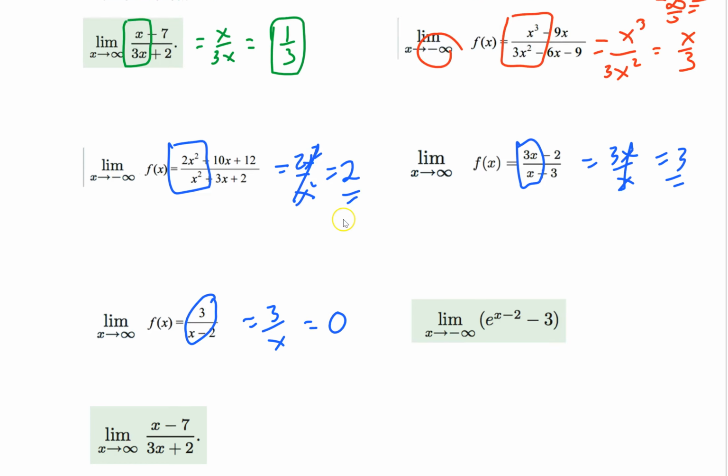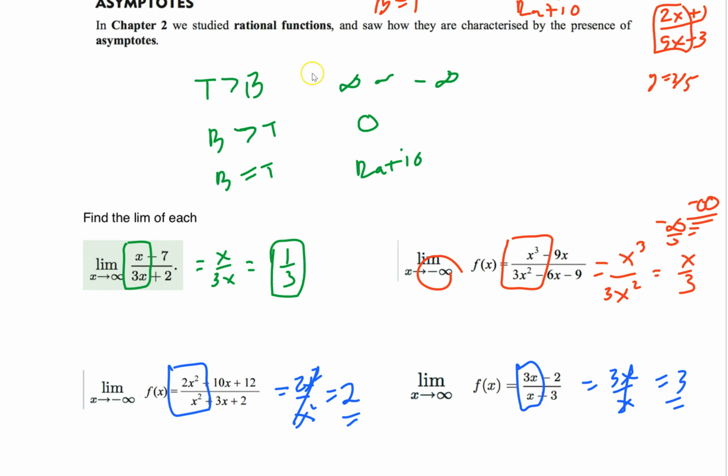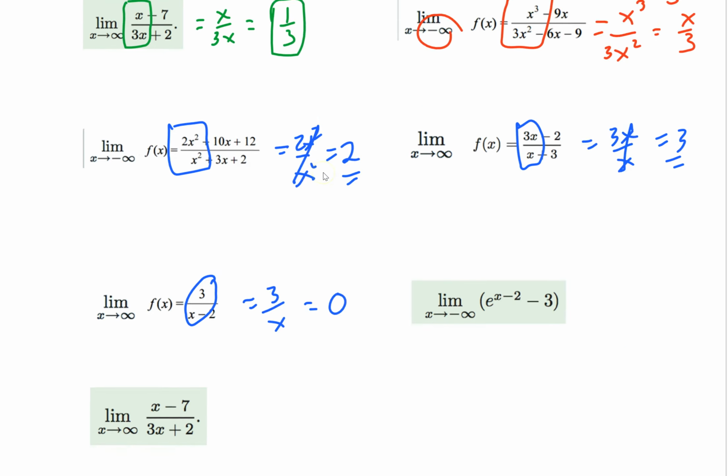So don't forget our general rule, right? If the top is bigger, the bottom is either positive or negative infinity. It all kind of depends on how it falls out. If the bottom power is bigger, 0 automatically. And if they're the same, it's a ratio.